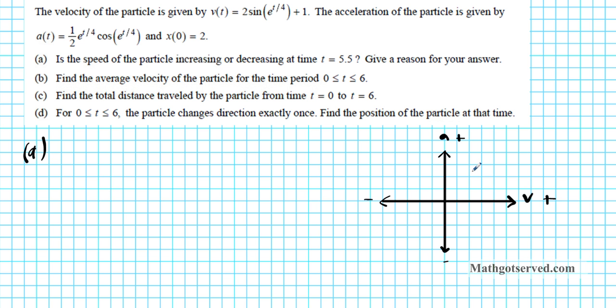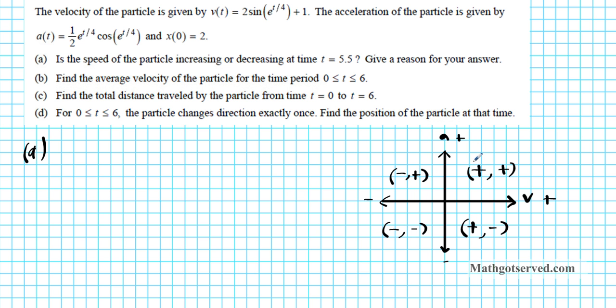Okay, so let's look at the signs. In quadrant 1, the velocity is positive and the acceleration is positive. In quadrant 2, velocity is negative, acceleration is positive. Let's put that in parentheses so they don't get confused. In quadrant 3, they are both negative: velocity negative, acceleration negative. In quadrant 4, velocity is positive, acceleration is negative.